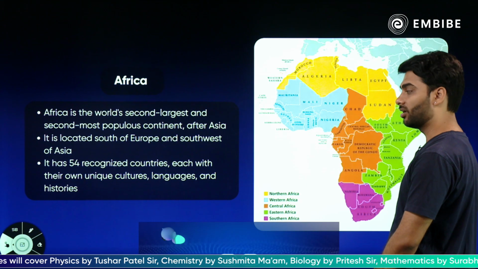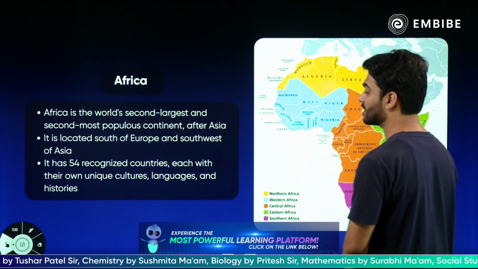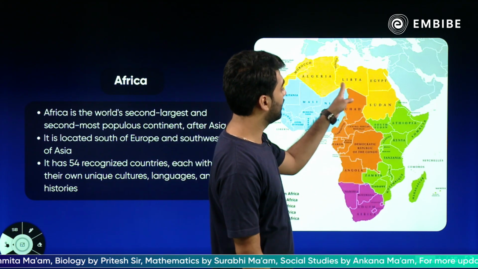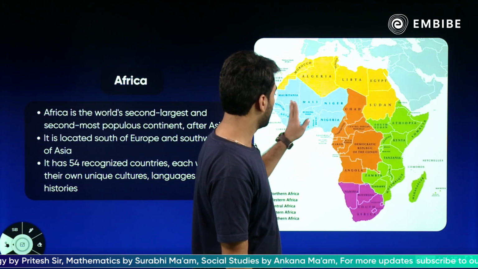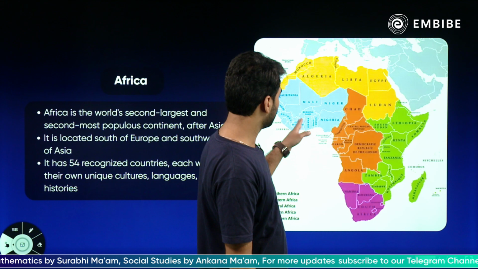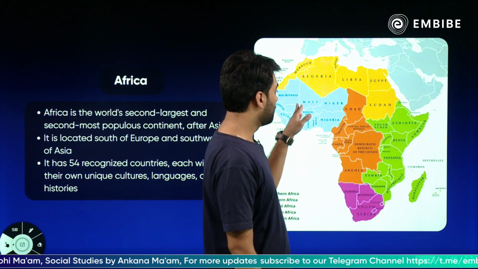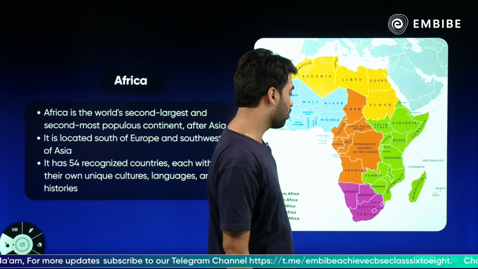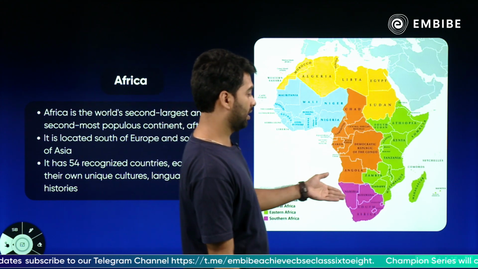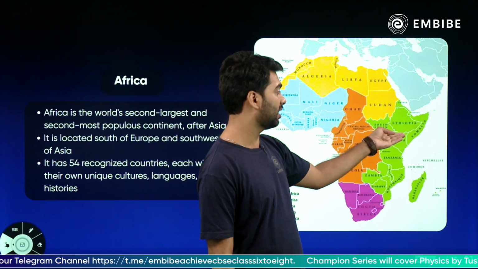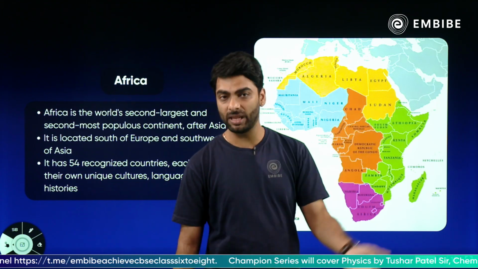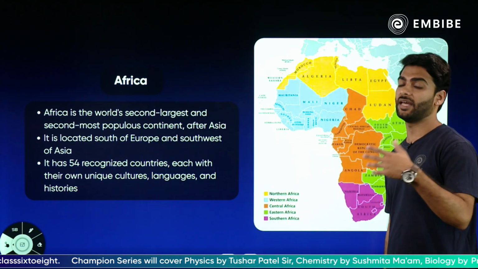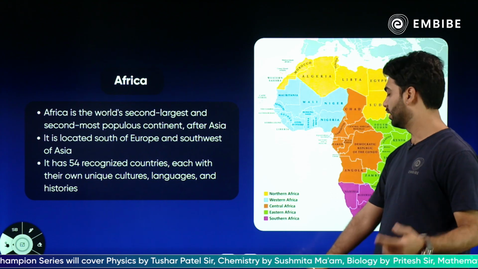It has 54 recognized countries, each with their own unique cultures, languages, and histories. Like in Africa, we have Algeria, Libya, Egypt, Sudan, Morocco, Mauritania, then Senegal, Guinea, Ghana, Togo, Mali, Niger, Nigeria, Chad, Gabon, Angola, Democratic Republic of the Congo, Zambia, Namibia, and so many others. Mozambique, Madagascar, Tanzania, Kenya, Somalia, Ethiopia, so many countries. There are almost 54 countries on the continent of Africa. Every country has their own culture, own language, own histories.